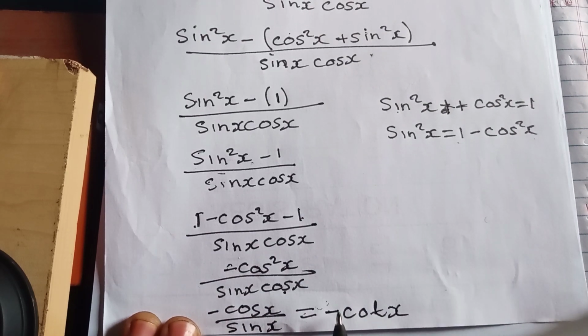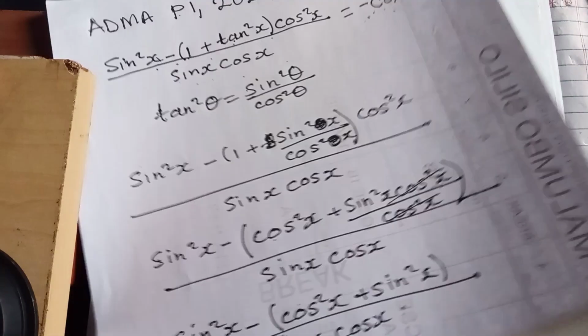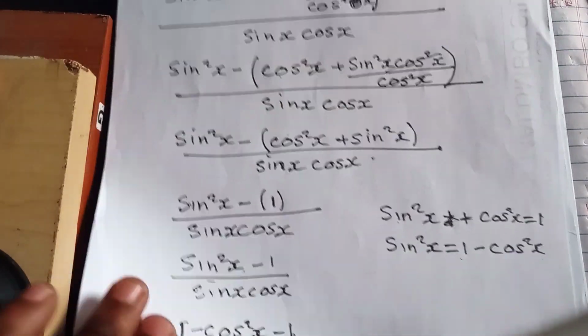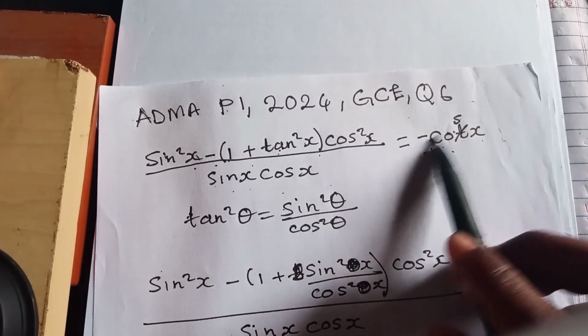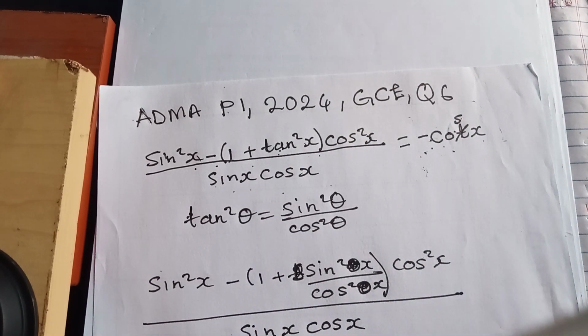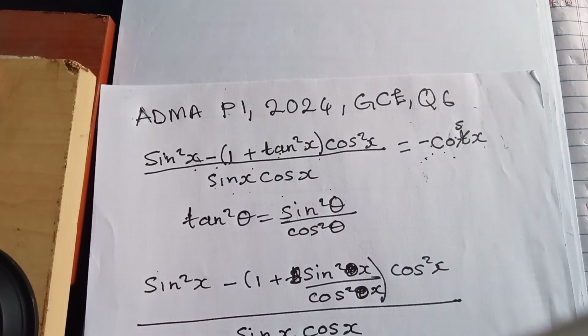So you can't take this one any further to get cos x. It's not possible. Negative cot θ is not the same as negative cos θ. So there was a mistake on this question. Now, this is mathematics. You don't just say something without proof. So I'm going to show you that indeed this question had a mistake.